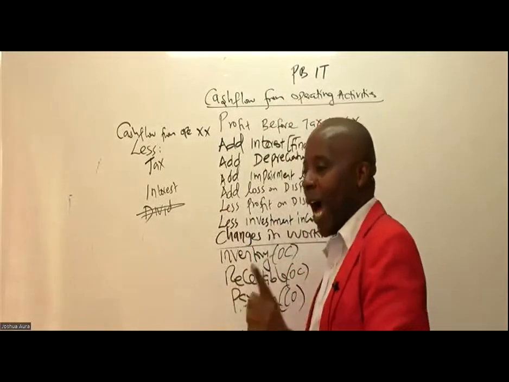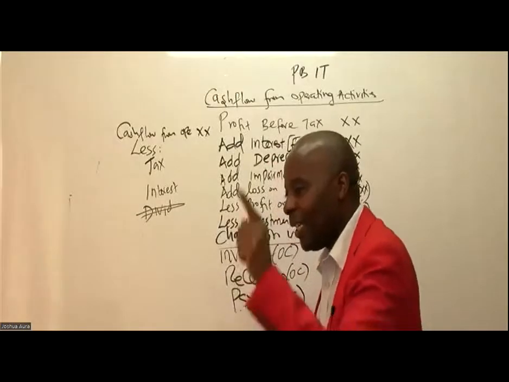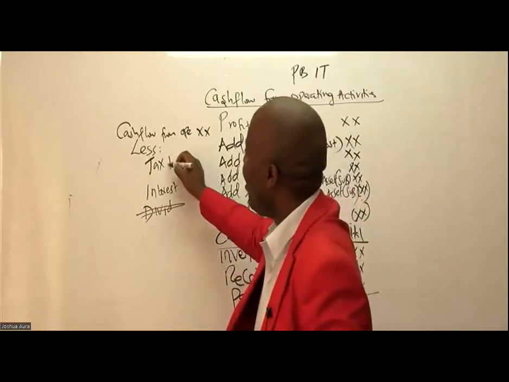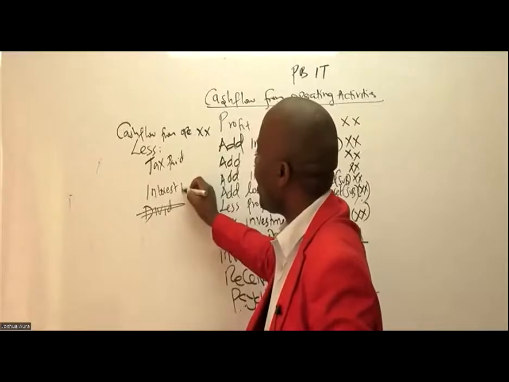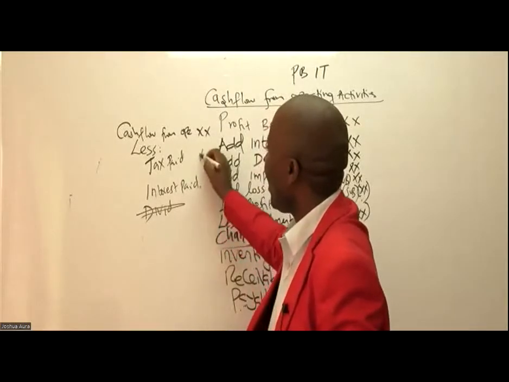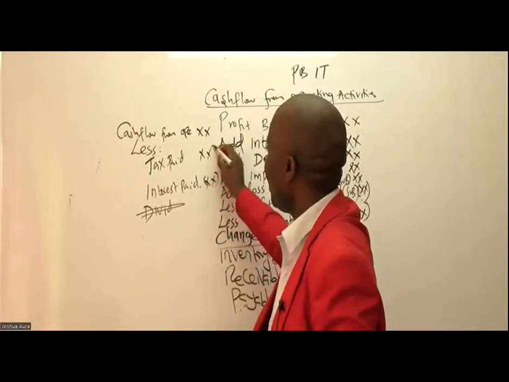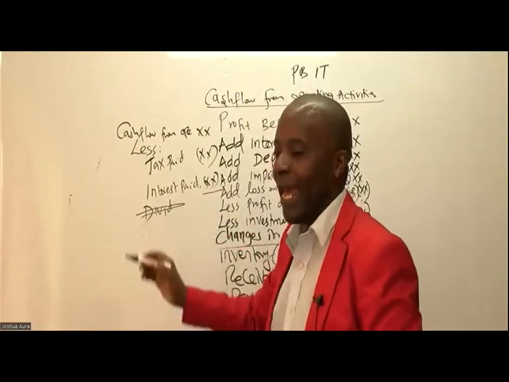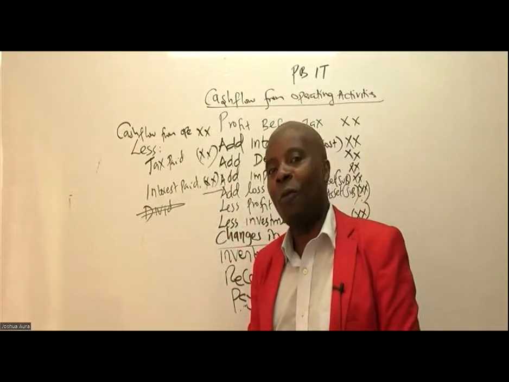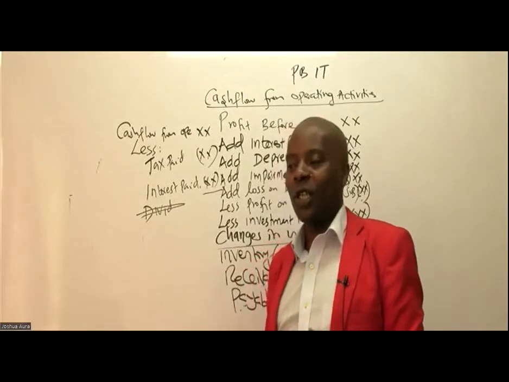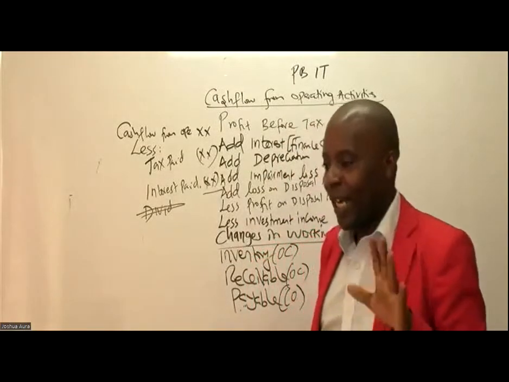Nowadays we talk of tax, not the tax in the income statement. This is the tax paid. And then we have interest paid, and then ultimately you'll be able to get what we call the net cash flow from operating activities. Net cash flow from operating activities.